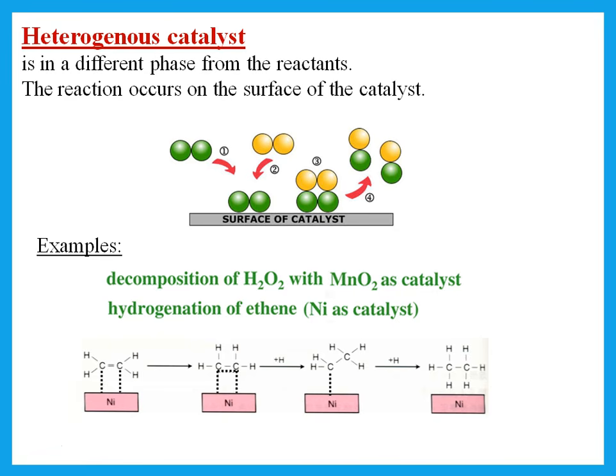So, for example, we said what happens is the nickel is a solid. It acts as a surface to which the reactants are adsorbed. This makes it easier for the reaction to happen, and then the products are released from the surface of the catalyst.